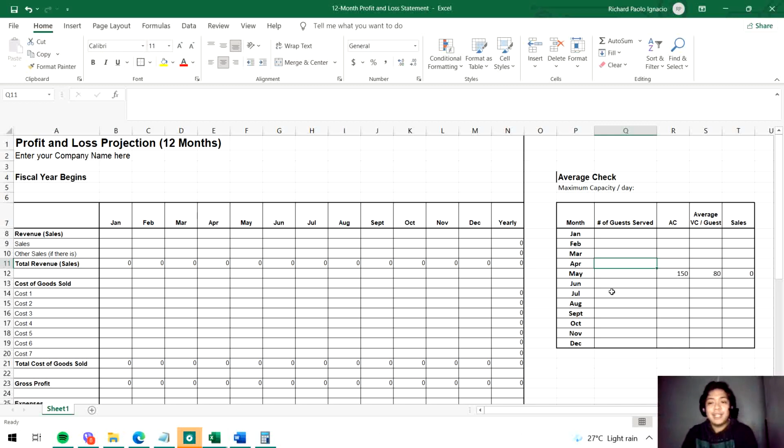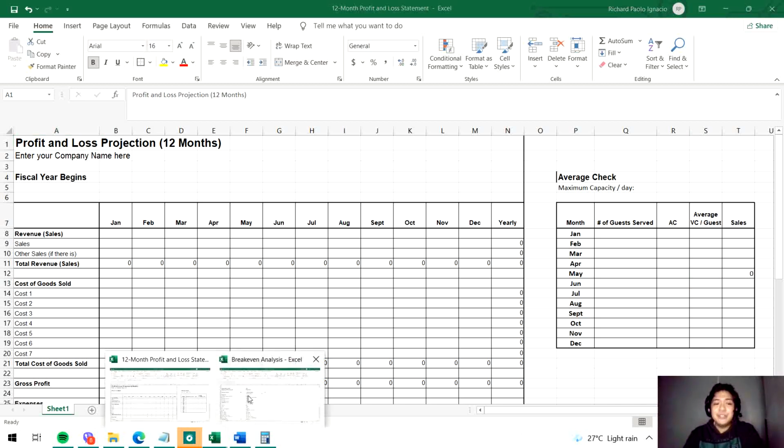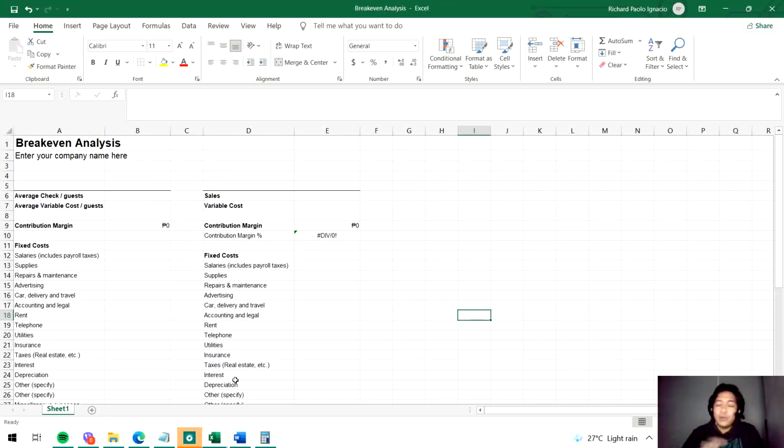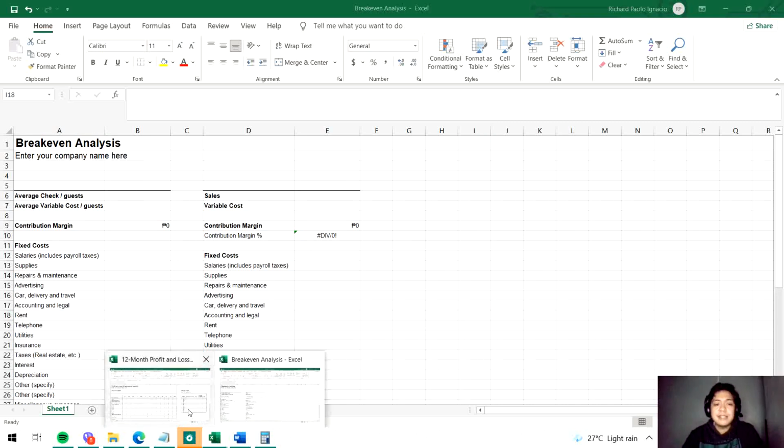Kasi tatanungin niya ng panelist ninyo, bakit ganyan na naging assumptions ninyo? Saka ninyo kailangan depensahan ang inyong assumptions. Kaya kailangan pag-iisipan ninyong mabuti ito. Kasi ito talaga yung titingnan. And ito talaga ang titingnan ng mga investors ninyo. Pag kayo ay maghahanap ng investors for your business, ito ang isa sa mga unang titingnan nila. Profit and loss projection and yung break-even analysis. These are all very important financial statements.